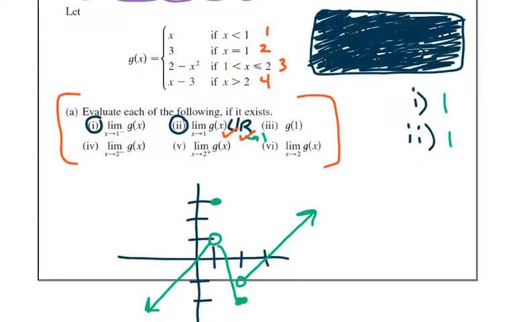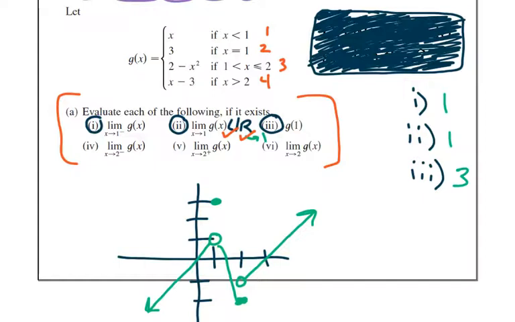How about part 3? Part 3 is just asking, what is g of 1? Well, look at your graph. It's not the open circle, right? Because that's where it's not defined. But g of 1, the y value, would be 3. Okay, and there's your first 3. All right, 4, 5, and 6. Do you want to give that a try?